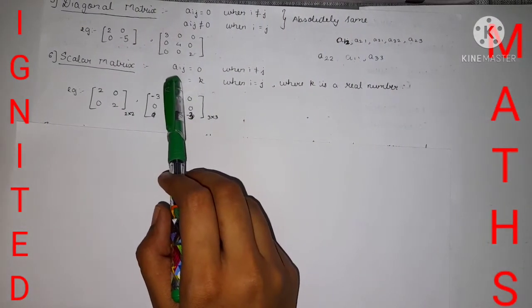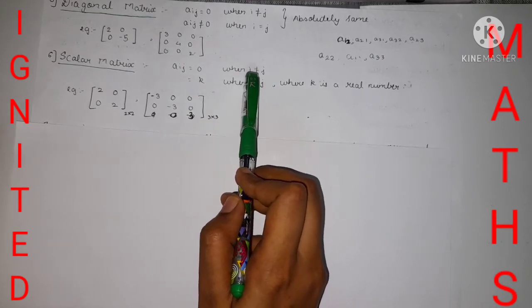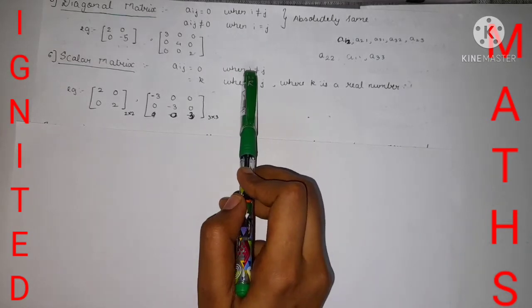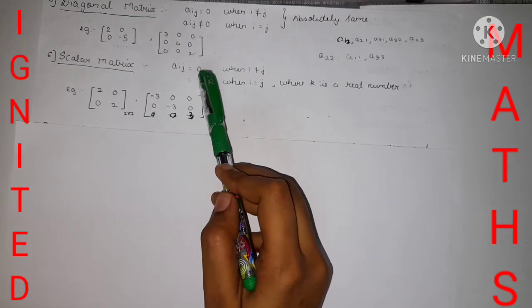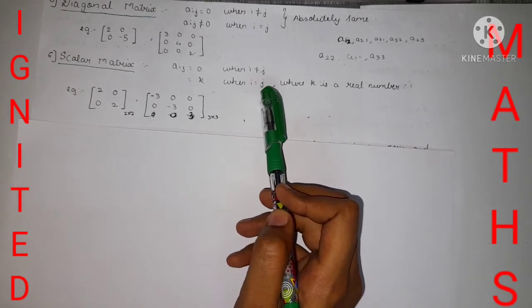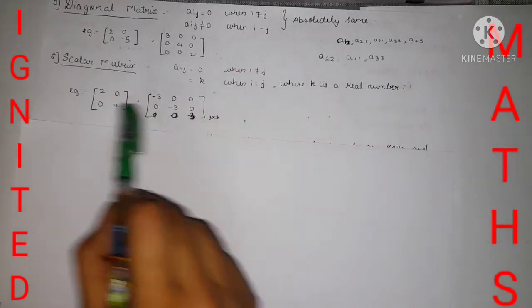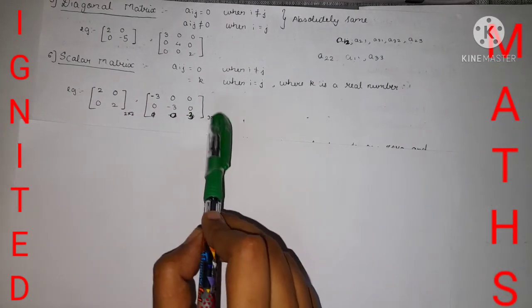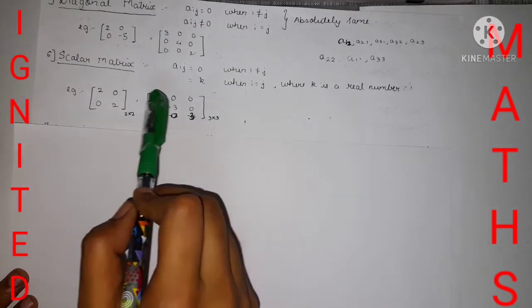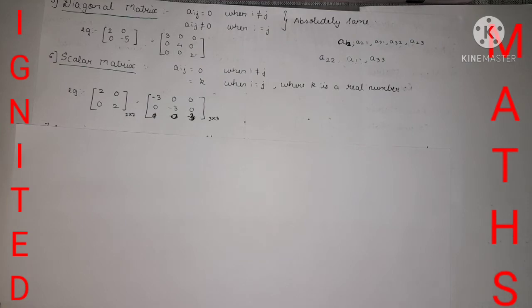Scalar matrix, in which they have given the statement: aij is equal to 0 when the i value, that is the row value, is not equal to the column value, that is the j value. If the row value is not equal to j, then the aij term becomes 0. It is equal to k when the i value is equal to j, where k is any real number. Now you can see the examples here, a 2 by 2 matrix and a 3 by 3 matrix. At the diagonal elements, they contain the same term: 2, 2, and minus 3, minus 3, minus 3. Only if the diagonal elements contain the same term is it called a scalar matrix.